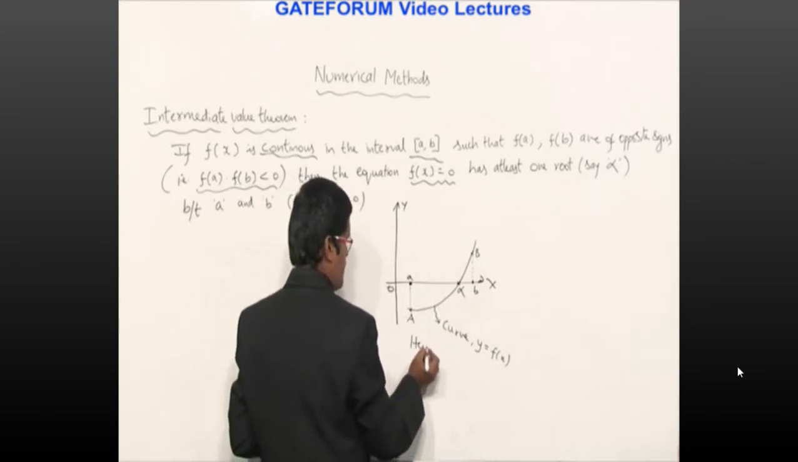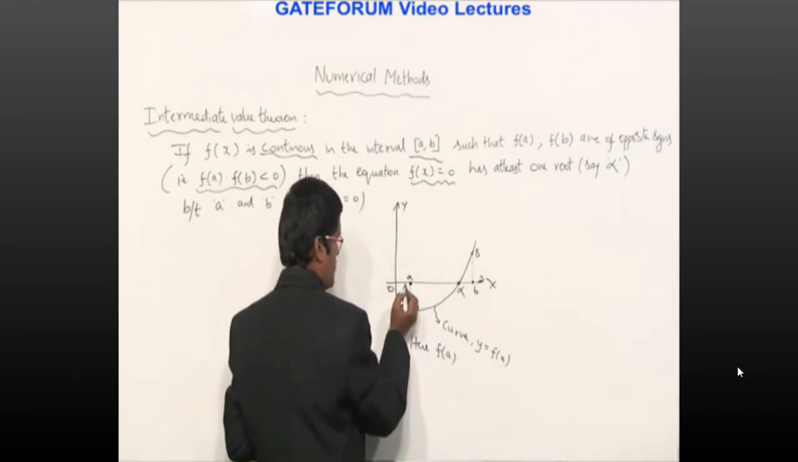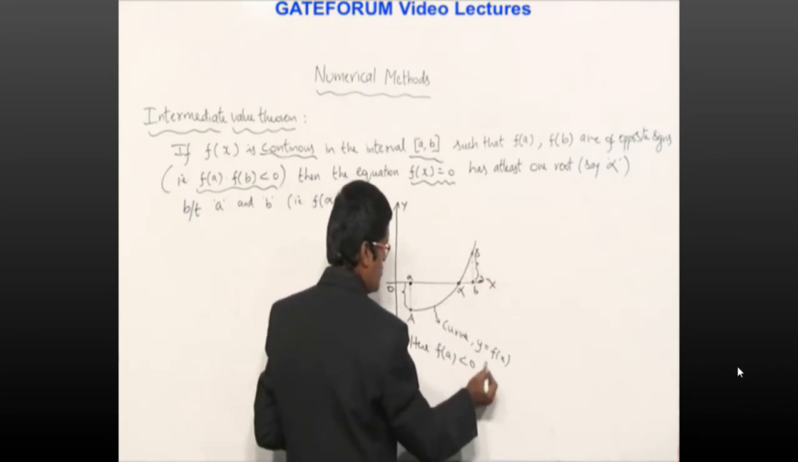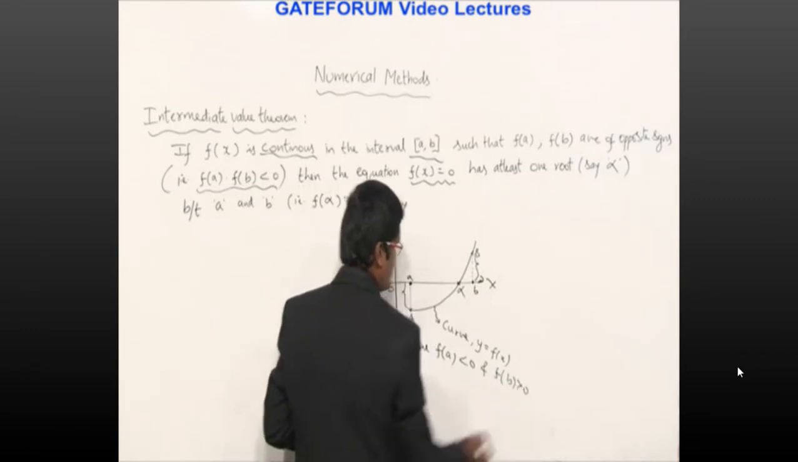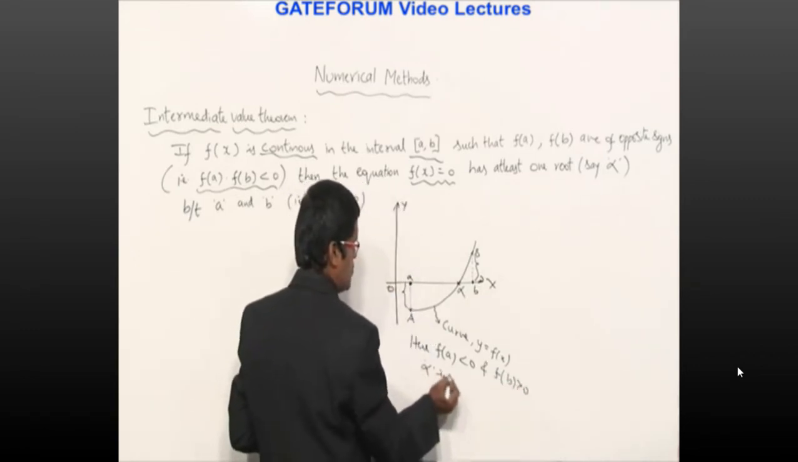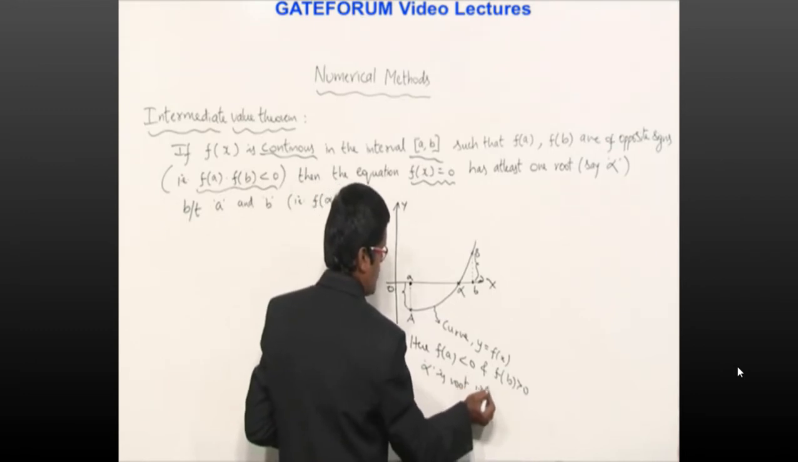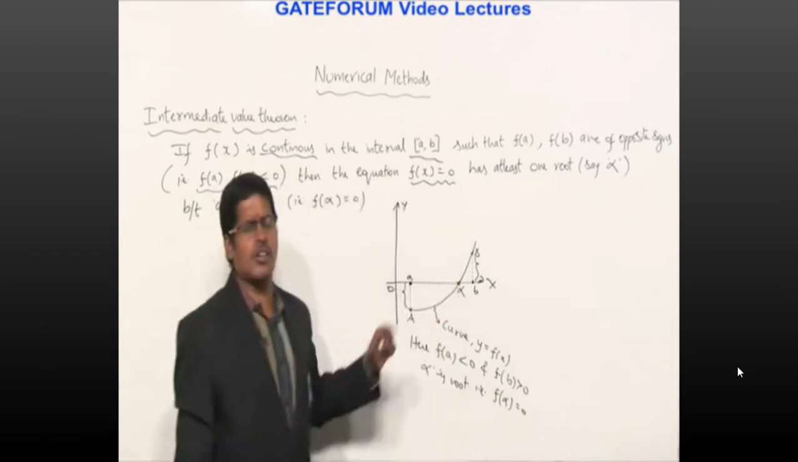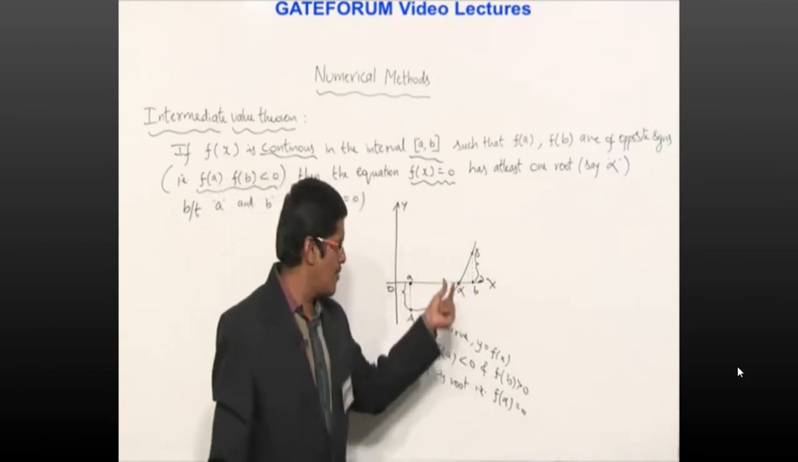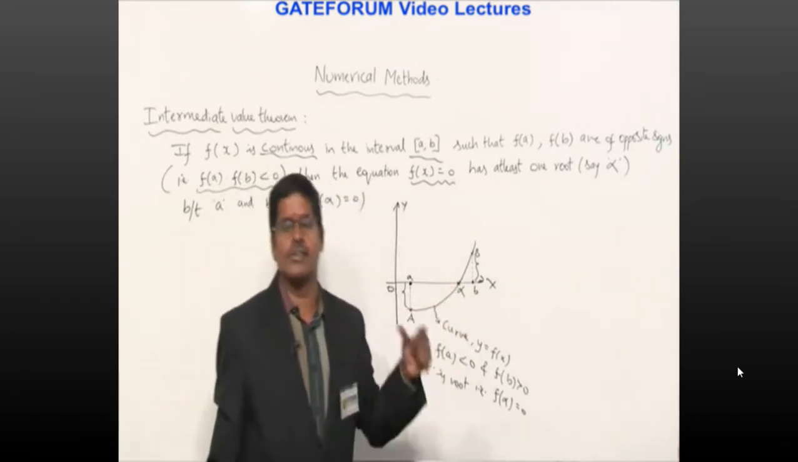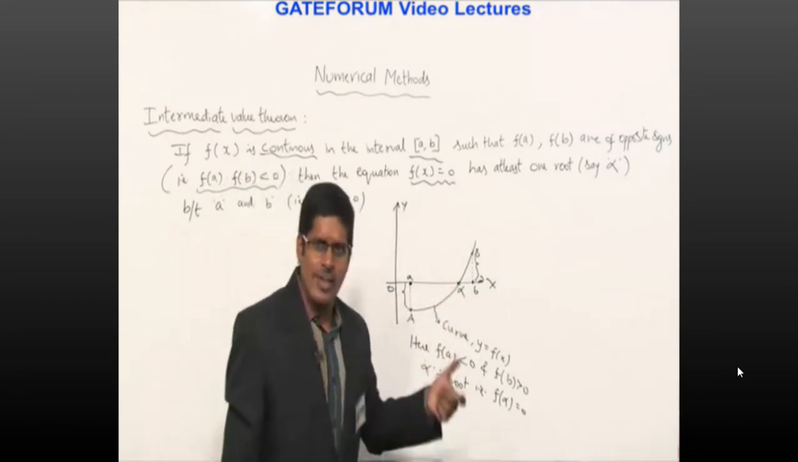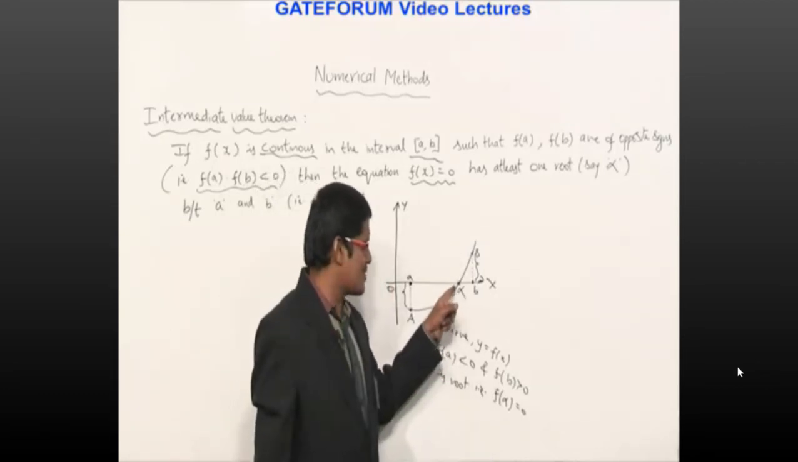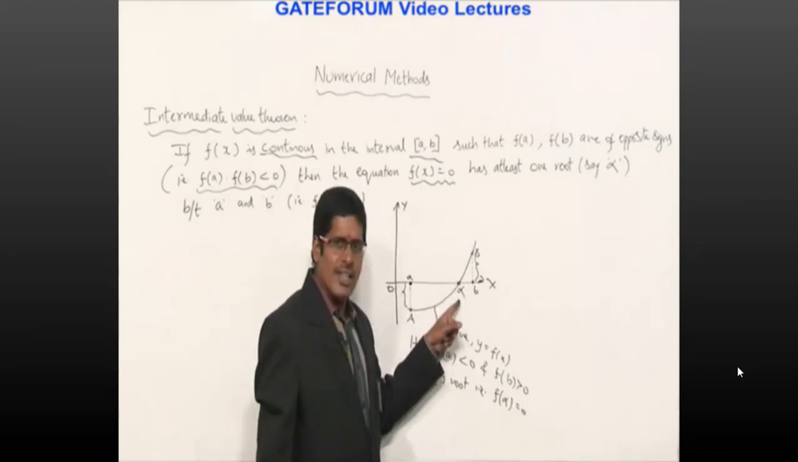So here, this is the value of f of a, and this is the value of f of b. f of a less than 0 and f of b greater than 0. Alpha is, that is f of alpha is equal to 0. When a curve crosses the x-axis, at that point the y value is 0. The corresponding x value is called the root of the equation.